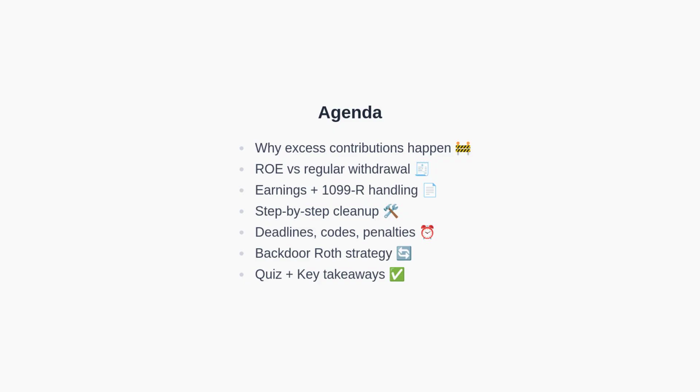Let's begin. First, we will outline why excess Roth IRA contributions happen. Next, we will contrast a return of excess contribution with a standard withdrawal. Then, we will cover how to handle earnings and 1099-R reporting. After that, we will provide a step-by-step cleanup guide, followed by deadlines, codes, and penalties. Subsequently, we will map out the backdoor Roth strategy for high earners. Finally, we will test your knowledge with a quick quiz and wrap up with key takeaways.